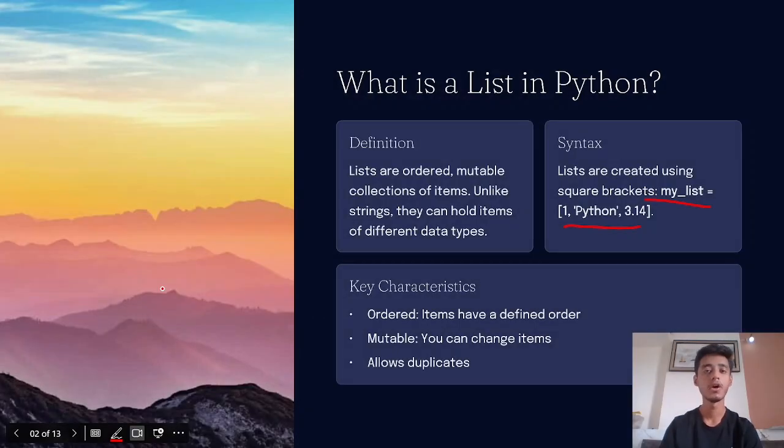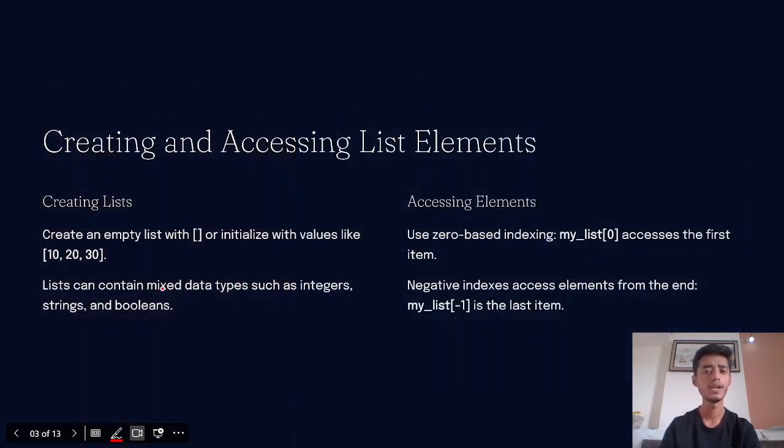Now let us see how you can access the list in Python. To create a list, just use square brackets. You can start with an empty list with this, or you can use a prefilled one like this. To access the element using zero-based indexing, here my_list at bracket 0 gives the first element of the list. Or to access elements from the end, you can use negative indexes, which here my_list minus 1 will give the last term of your list.